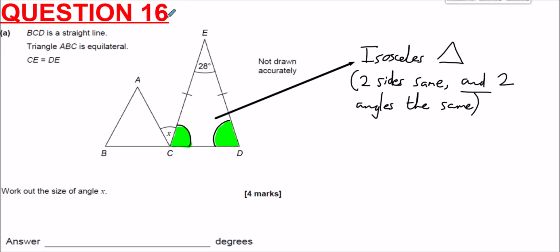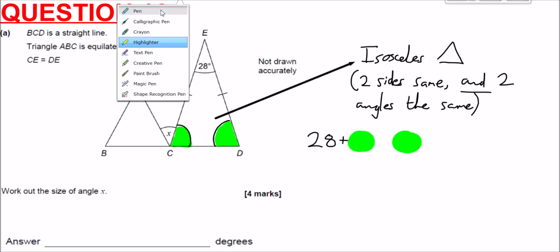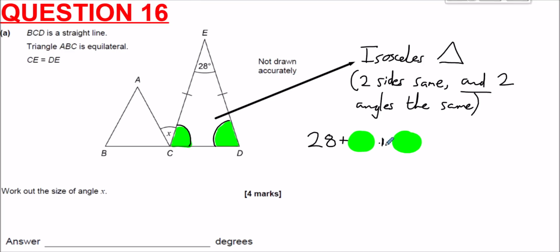So of course you need to know that angles inside a triangle add up to 180 degrees. So 28 plus one of those angles highlighted, plus the other angle, which is the same size which I've highlighted, 28 plus this one, will have to add up to 180 degrees.